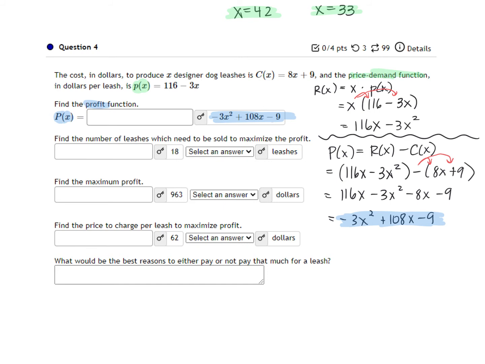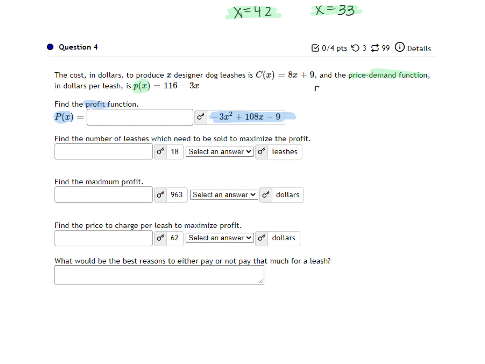Find the number of leashes, remember that's represented by X, which need to be sold to maximize profit. So when you're talking about maximizing or minimizing something, think about your quadratic function. I'm going to erase the work I have here. If you needed that, you can rewind and pause and copy it down. So now I want to maximize profit. I'm going to look at the profit function, which is what I just found in the previous part, and I want to maximize that.